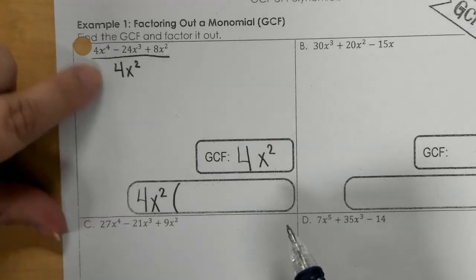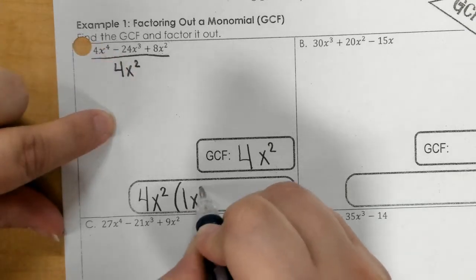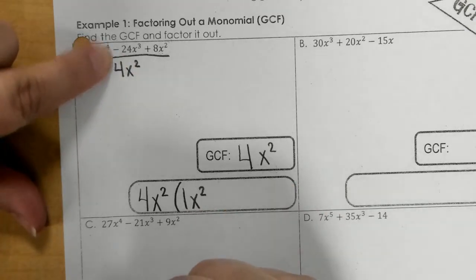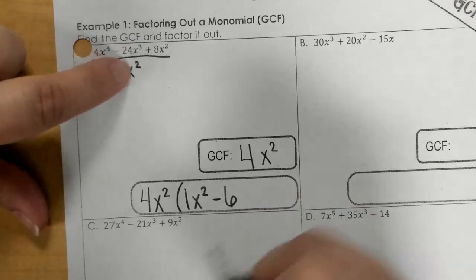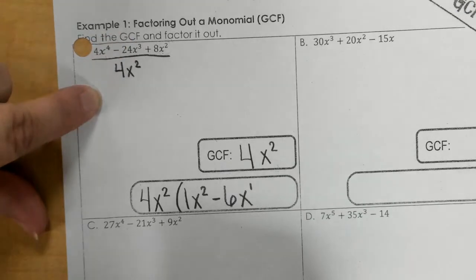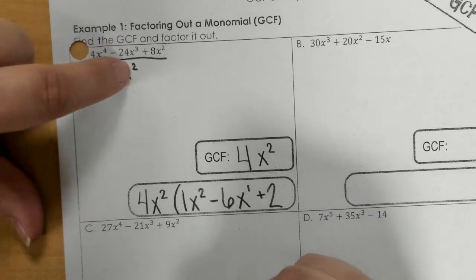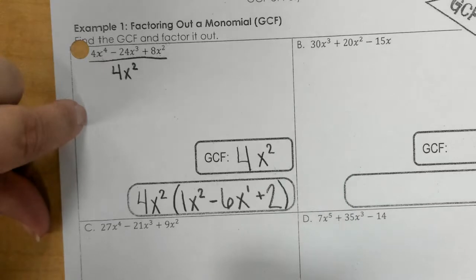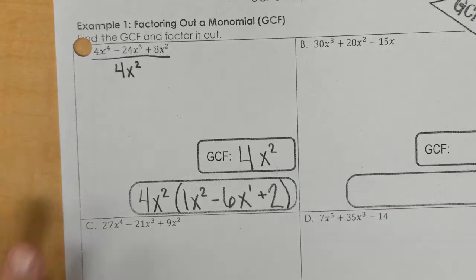So 4 divided by 4 is 1, and 4 minus 2 is x squared. Negative 24 divided by 4 is negative 6, and 3 minus 2 is x to the first. 8 divided by 4 is 2, and 2 minus 2 is 0, so we do not write the x. Okay. So in part B, same idea.